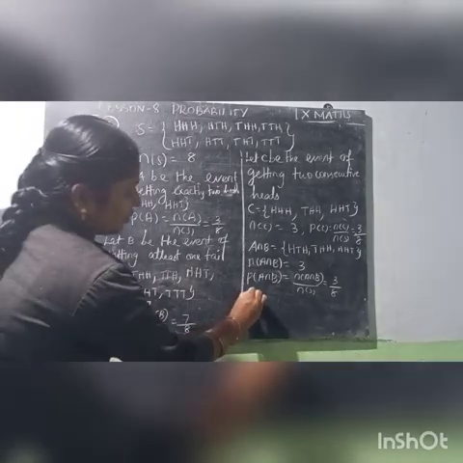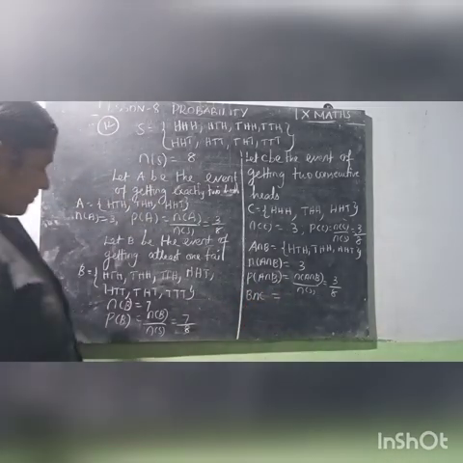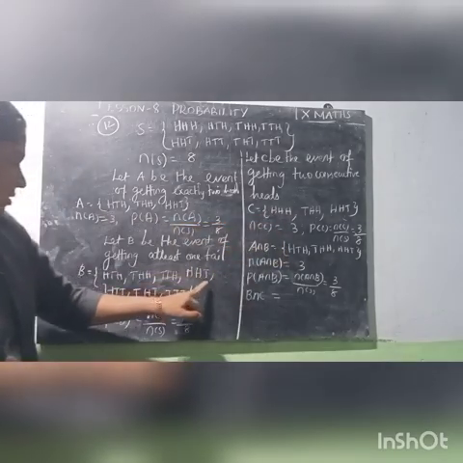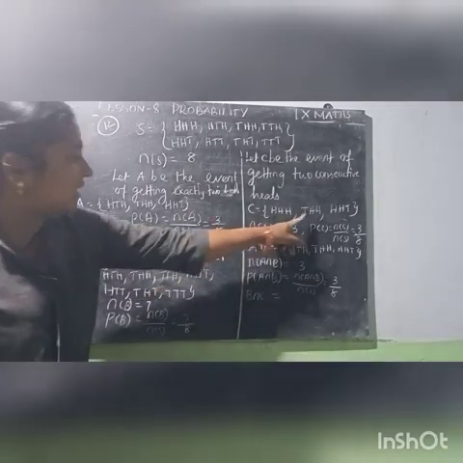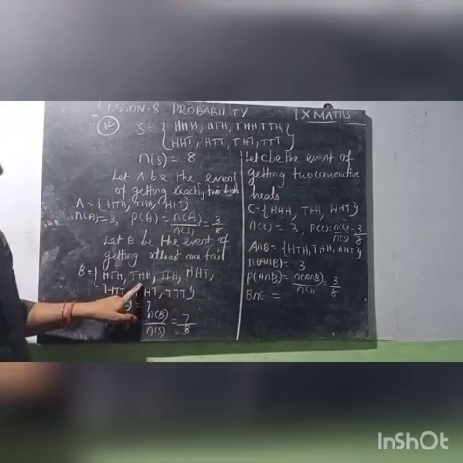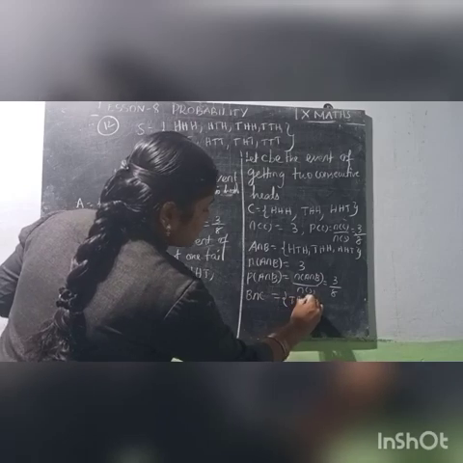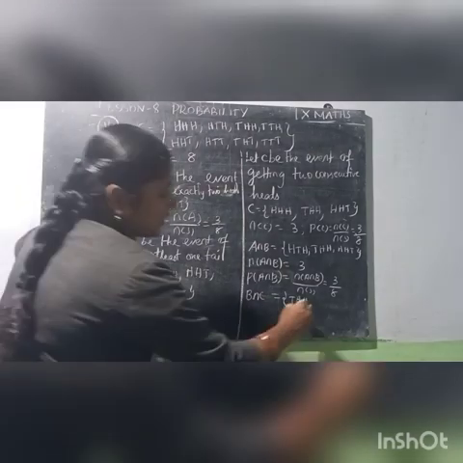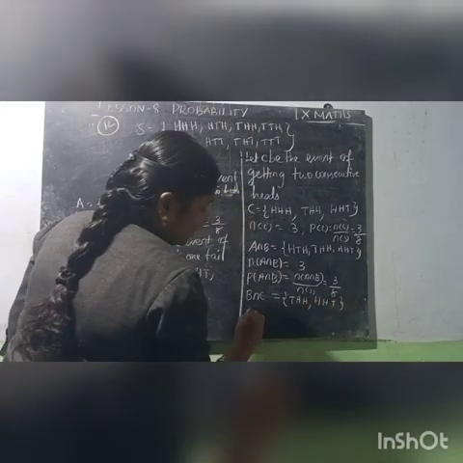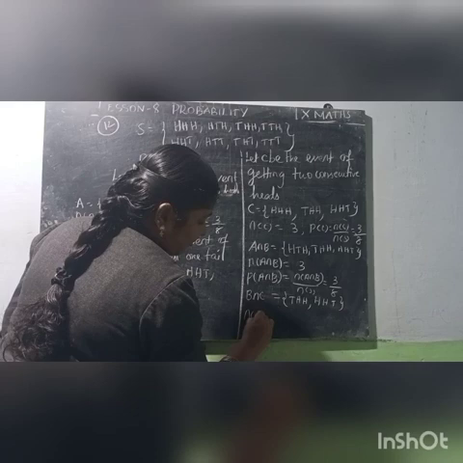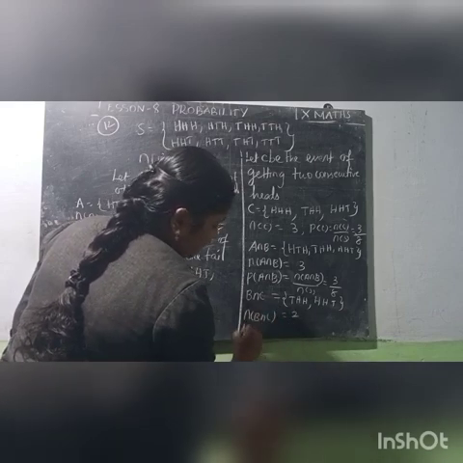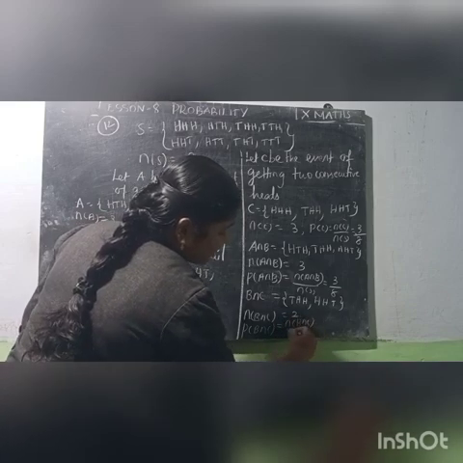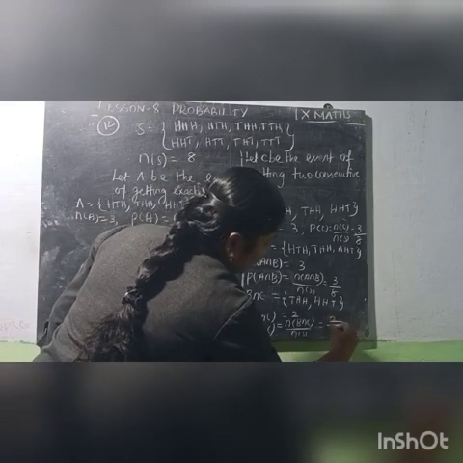Then next we want to find out the B and C common events. B and C: triple H, there is no triple H in B. Then THH, here also we have THH, so THH is common for both. Then HHT is common for both. So write HHT. So only 2 events are common. So N of B intersection C equals 2. P of B intersection C equals N of B intersection C by N of S, so 2 divided by 8.